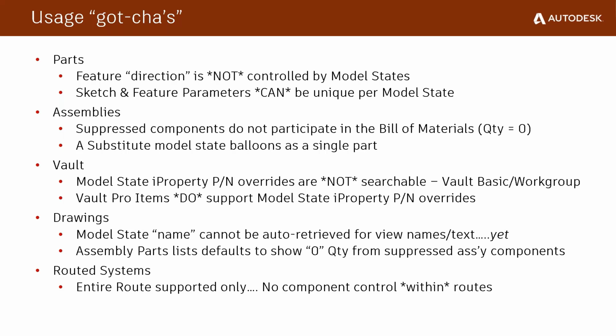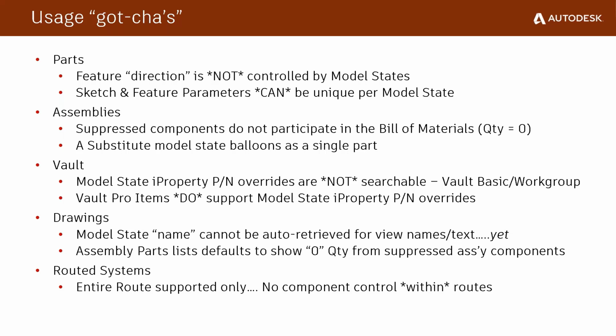With assemblies, as you saw, suppressed components do not participate in the bill of material. So if the component is completely gone, the quantity is 0. And it's very easy to rectify that in the drawing mode just by turning off visibility of that row.